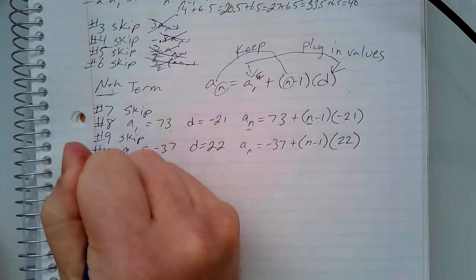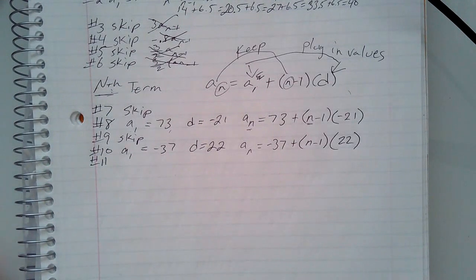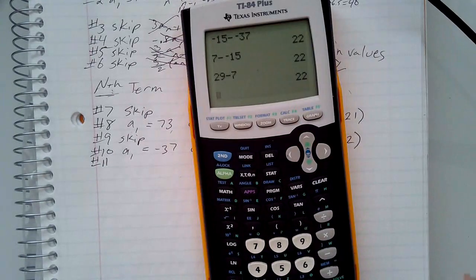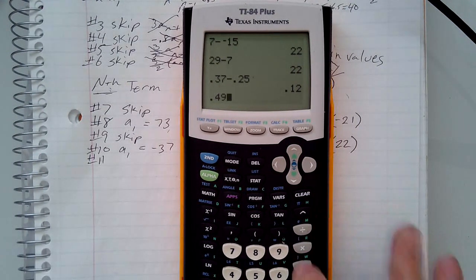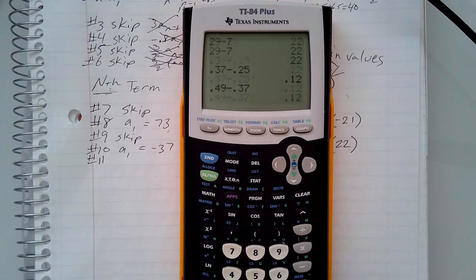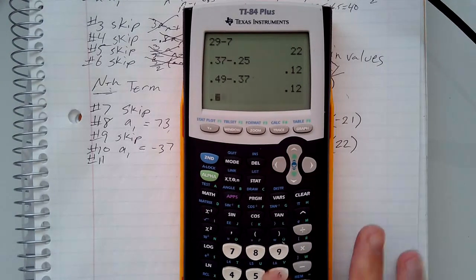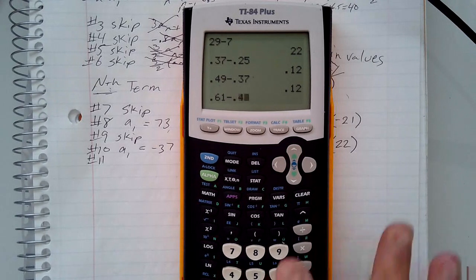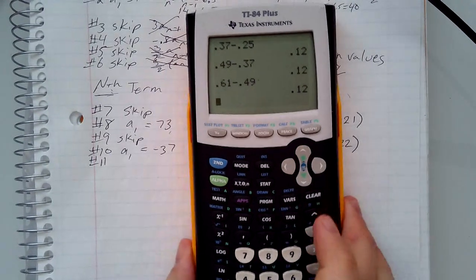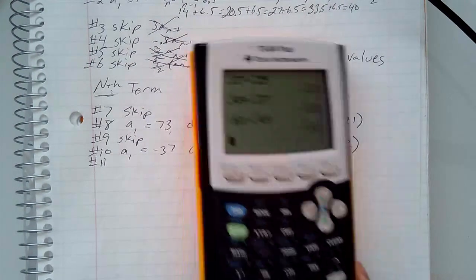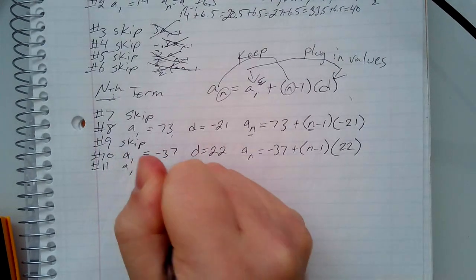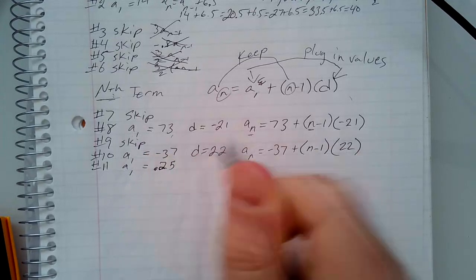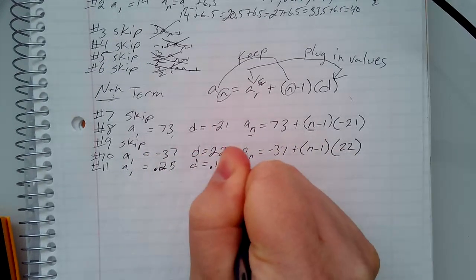Number 11 says the second term minus the first term is 0.12. Third term minus the second term is 0.12. And fourth term minus the third term is 0.12. So we know it's arithmetic. It's the same common difference every single time. So let's write down our a sub 1. Our first term was 0.25, and our common difference is 0.12.